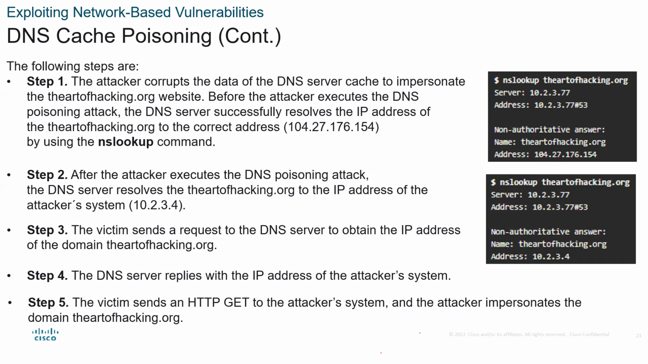Now, the victim will go ahead and send a request to the DNS server, and its plan is to obtain the IP address of that particular site, which is artofhacking.org. The DNS server, whose cache has now been compromised, now has a different IP address for that site. It will reply with the compromised IP address, which points to the attacker. The victim will go ahead and send its typical conversation.